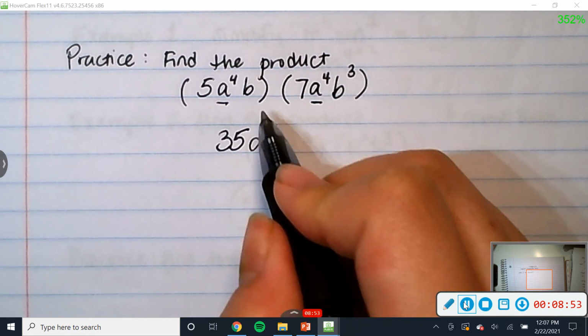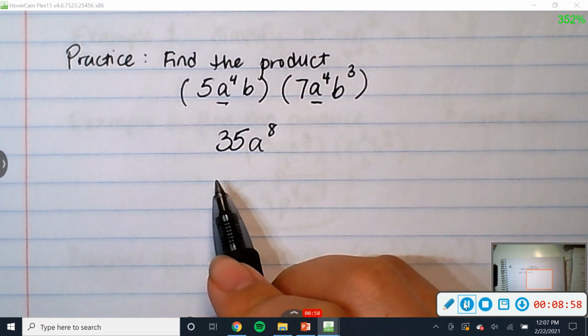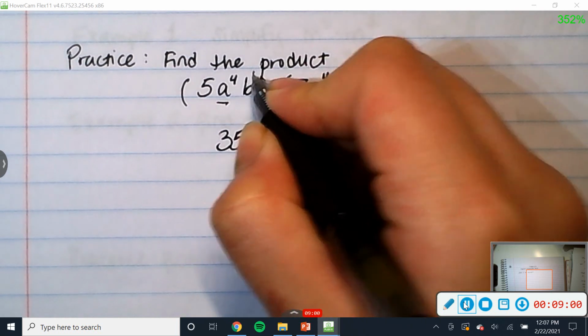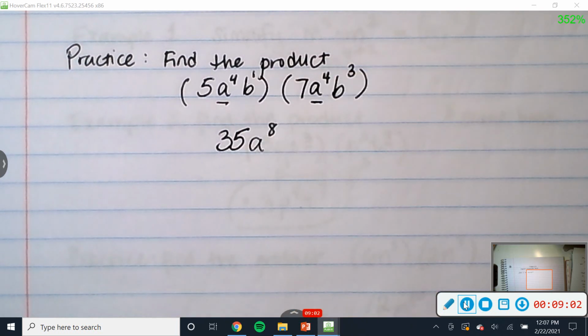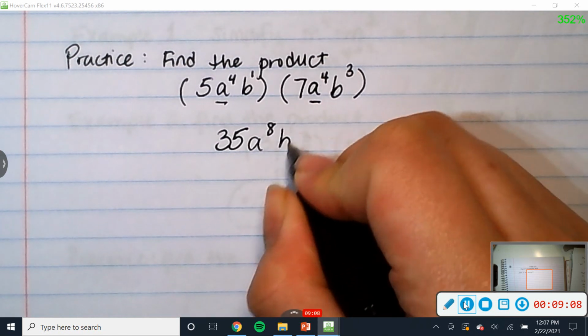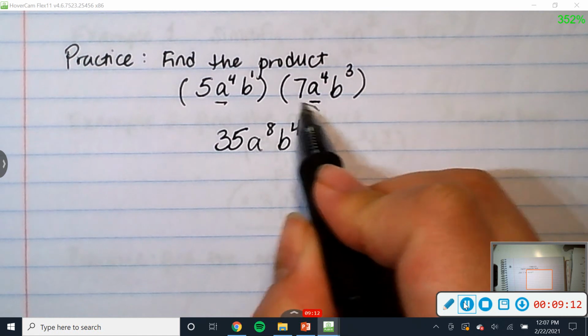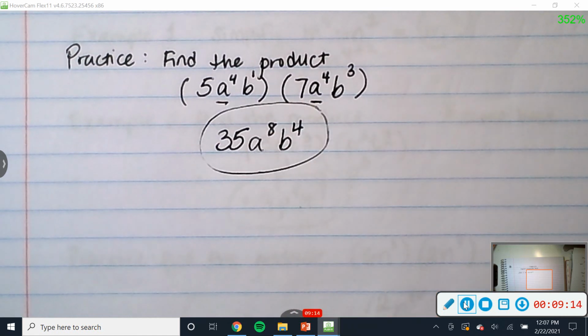And then same thing with our variable b. Remember, if the variable is by itself and there's no exponent, this is the same thing as having a 1 as your exponent. So this is b to the 1st power. So 1 plus 3 is going to be 4. So b to the 4th power. This would be our final exponent.